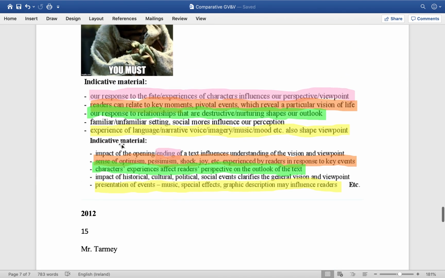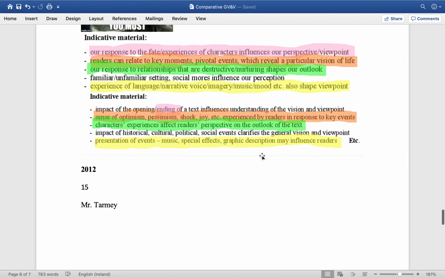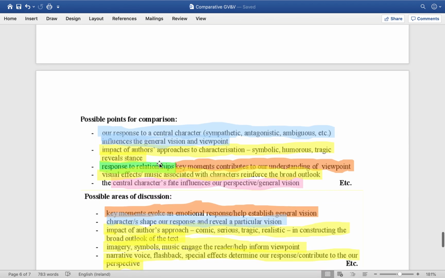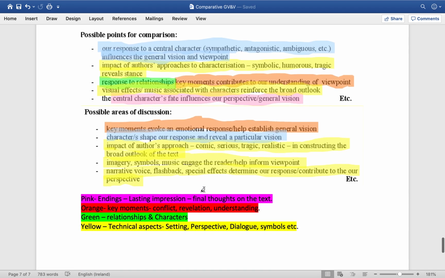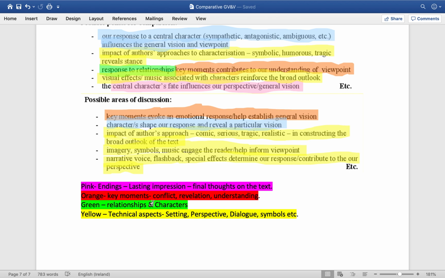Next up, we have relationships and characters, which comes up all the time as well. You can see in the green here: response to relationships that are destructive or nurturing. Characters' experience affects readers' perspective on the outlook of the text. Response to relationships and key moments. So how characters interact with one another will tell us an awful lot about whether the text is optimistic or pessimistic. What is the general overview of the text like?